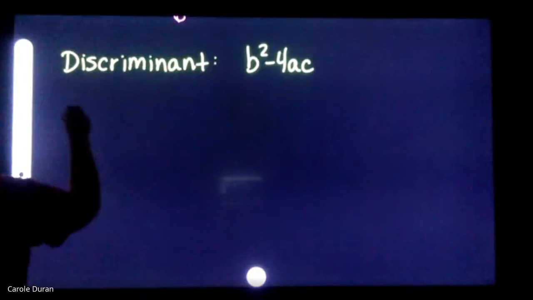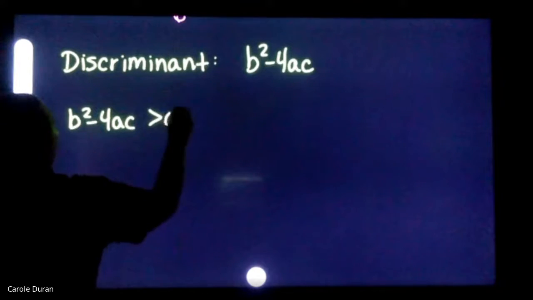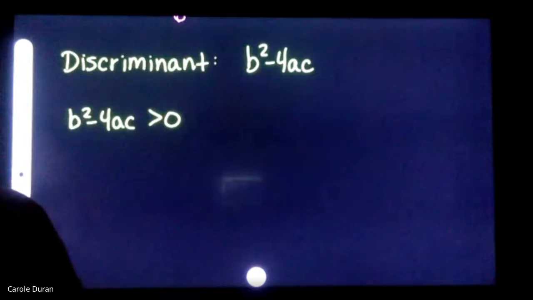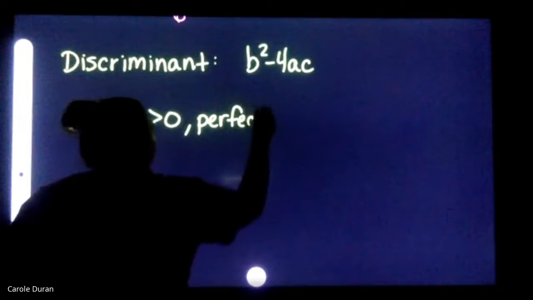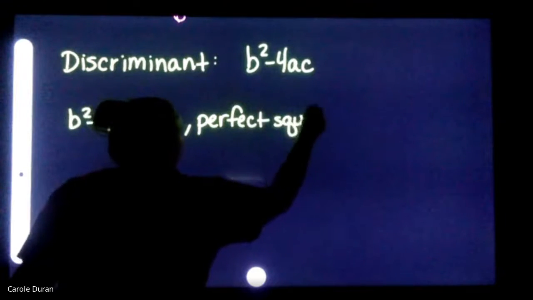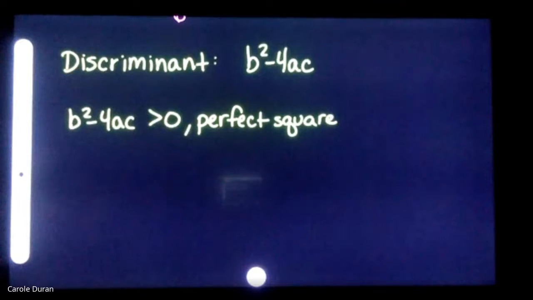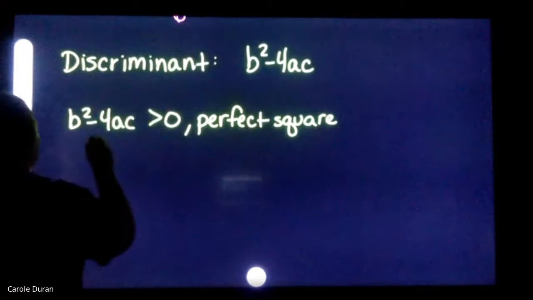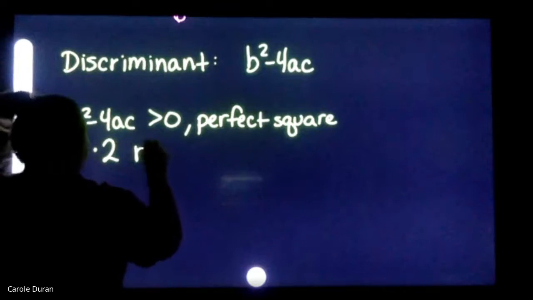The first one, if b squared minus 4ac comes out to be a positive number, so greater than 0, that is a perfect square. So our perfect squares are 4, 9, 16, 25, 36, and so on. So if our discriminant comes out to be a positive number that's also a perfect square, it tells me that the solutions to my quadratic will be 2 rational solutions.